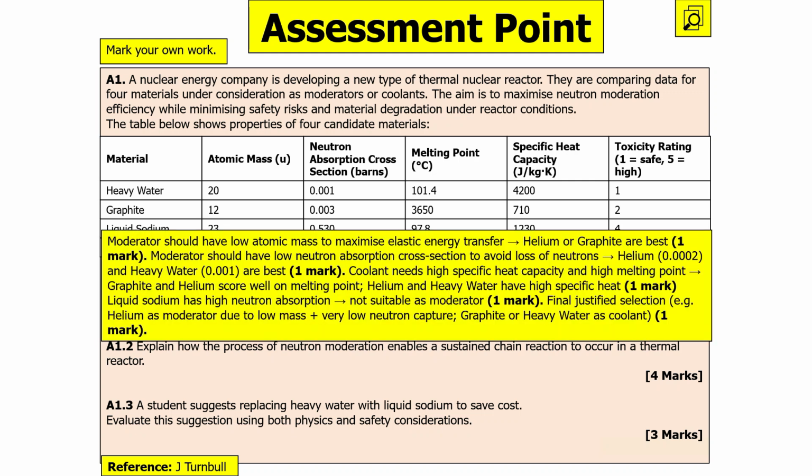Right, the moderator should have a low atomic mass to maximise the elastic energy transfer, so this indicates that helium or graphite are the best. The moderator should have a low neutron absorption cross-section area to avoid the loss of neutrons. Helium and heavy water are the best for this. Now the coolant needs a high specific heat capacity and a high melting point. Graphite and helium score well on the melting point, and helium and heavy water have a high specific heat capacity.